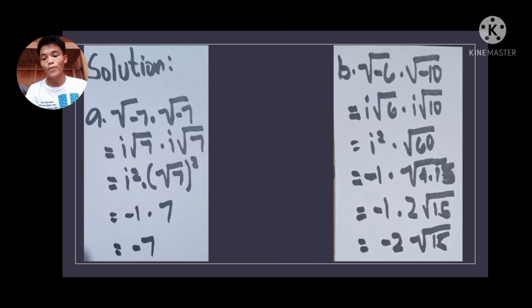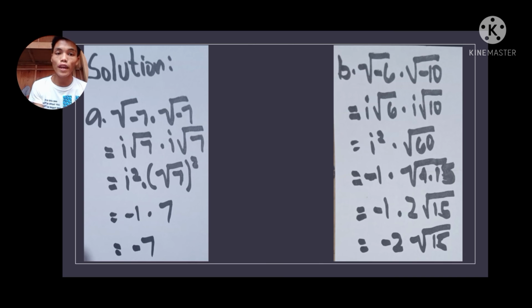It all rests on this: the square root of negative 1 is equal to i. We are going to use that to allow us to simplify situations where we are trying to take the square root of a negative number. So here is the solution.